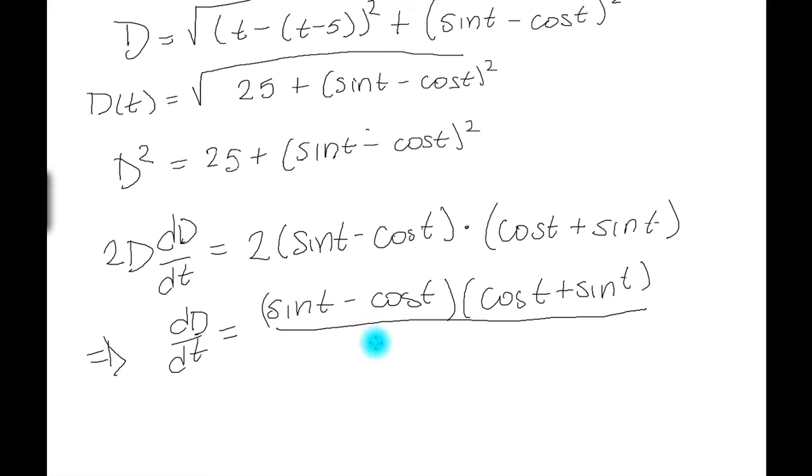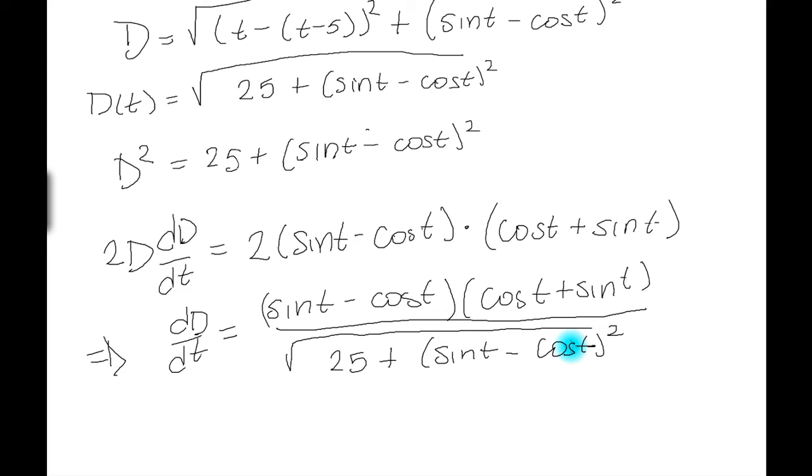Well, if we divide by d, what's d? Well, d is the distance, right? So it will be the square root of 25 plus sine of t minus cosine of t, squared.